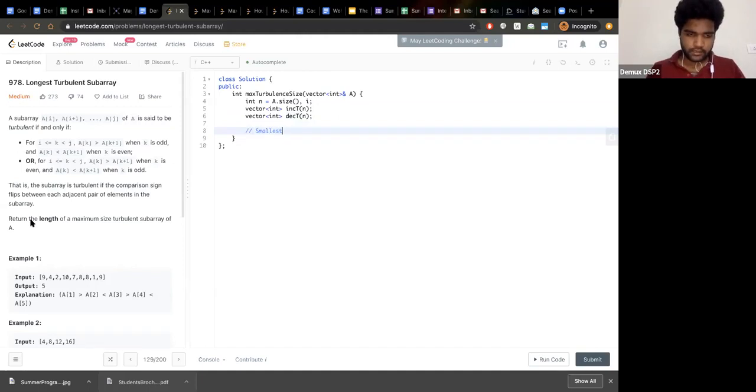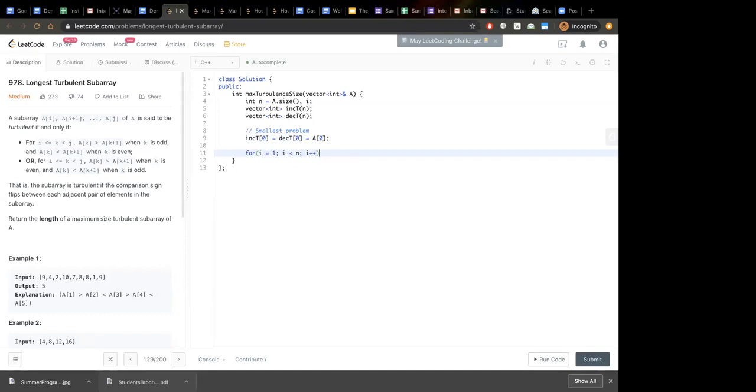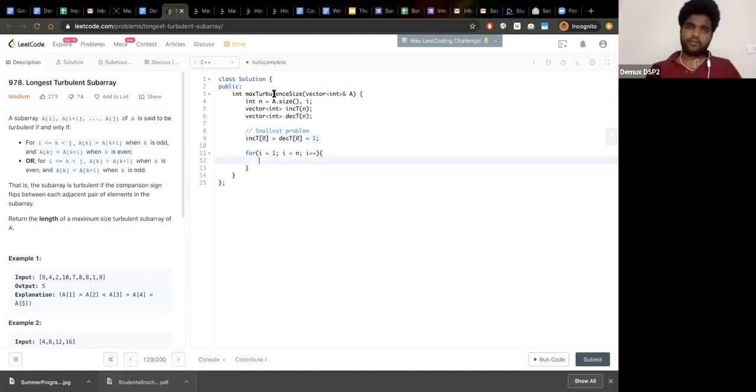So what is the smallest subproblem? What is the length that's given? Length could be from 1. So the smallest problem is of length 1, right? For length 1, INCT of 0 will be equal to DECT of 0, equal to 1. Sir, it will be the value of A of 0, right? We have to store the length. Achha, length. It will be 1. And now I can go from 1 to n.